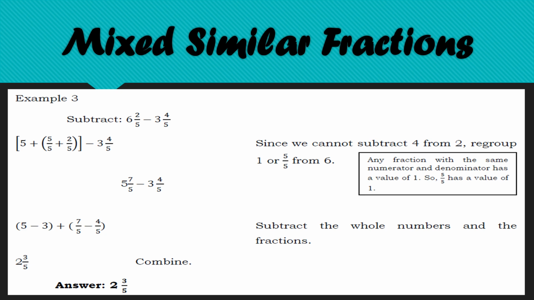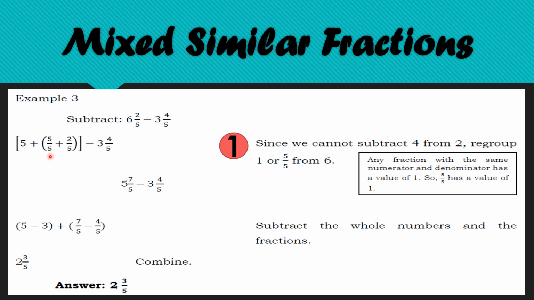Example number 3. Subtract 6 and 2/5 minus 3 and 4/5. Step 1. Since we cannot subtract 4 from 2, we need to regroup 1 or 5/5 from 6. Any fraction with the same numerator and denominator has a value of 1. So, 5 over 5 has a value of 1. So, 6 will become 5.